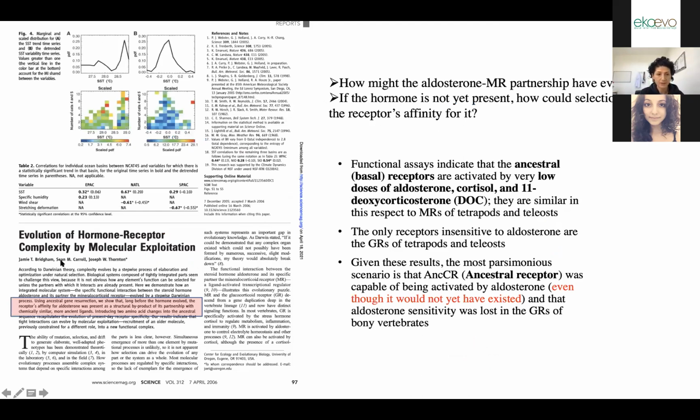This study is a very nice study. I recommend you read it. It is about the evolution of hormone receptor complexity and molecular exploitation. What they did was set up different experiments, including both phylogenetic analysis and resurrection of the ancestral gene. With this study, they tried to understand the gene duplication process of the mineralocorticoid receptor. What was the main question they asked in this article?